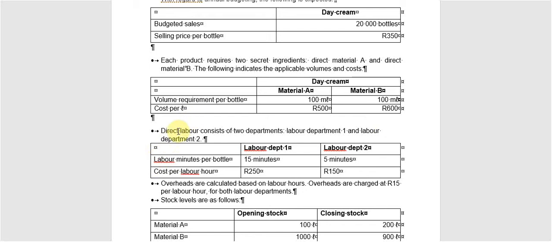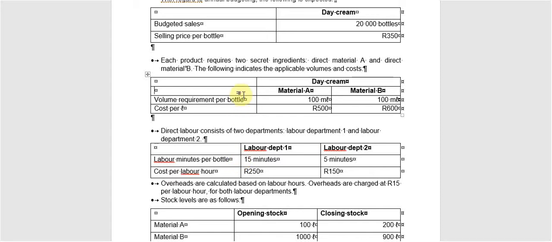Then they say the direct labor consists of two departments, Department 1 and Department 2. There are labor minutes per bottle: in Department 1 it is 15 minutes, and in Department 2 it is 5 minutes. And the cost per labor hour is 250 Rand and 150 Rand respectively. So please note how we have a mathematical problem in both the materials as well as the labor departments.